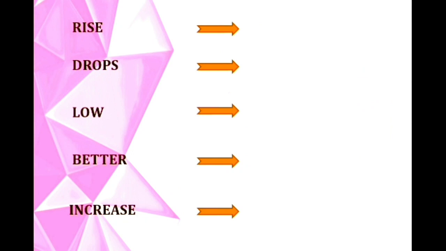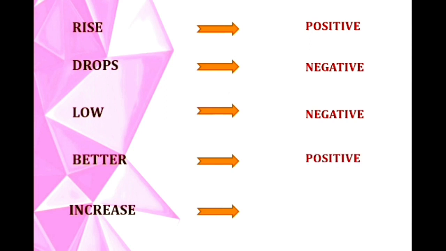After this much, I hope you understood what are positive and what are negative integers. Let us check. Rise in something can be considered as positive. Drop in something can be negative. Low means negative. Better, if there is something better, it will be considered as positive. If there is an increase in something, it will be positive.